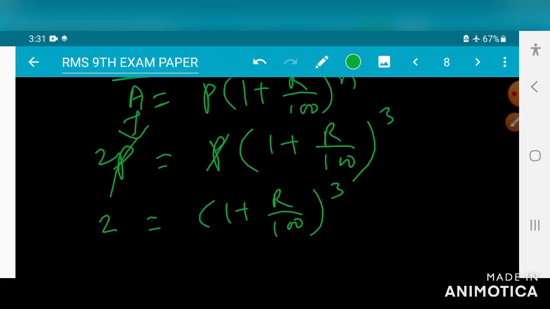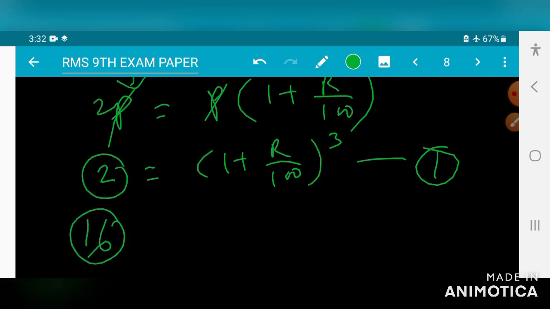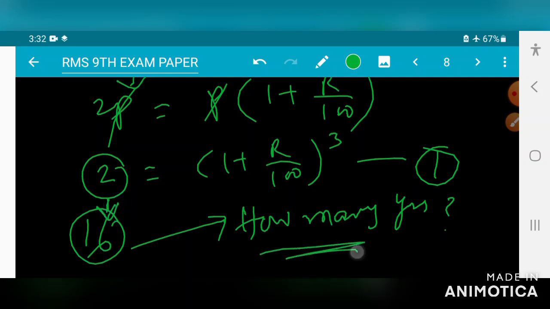See, this is the amount in the first condition. 2 is equal to this equation we got. So from this equation I am now solving what is being asked. This amount is 16 times, in how many years? In how many years will this amount become 16 times? This is what is being asked.